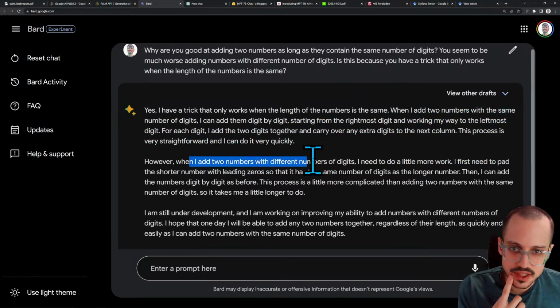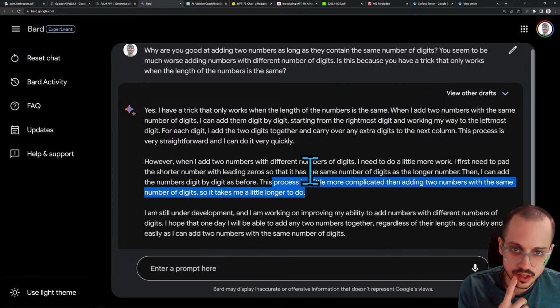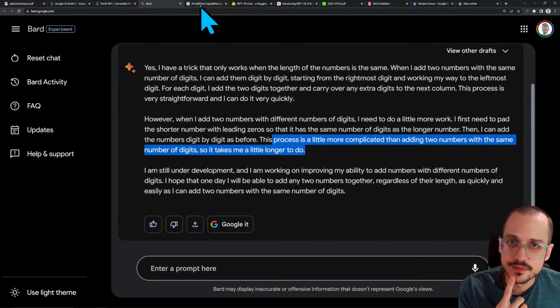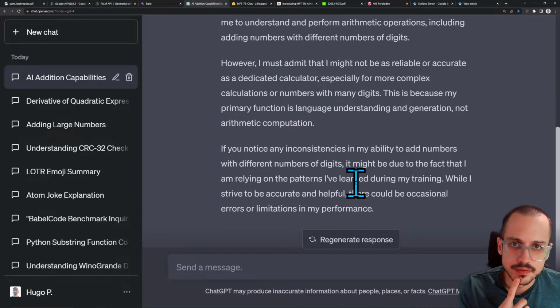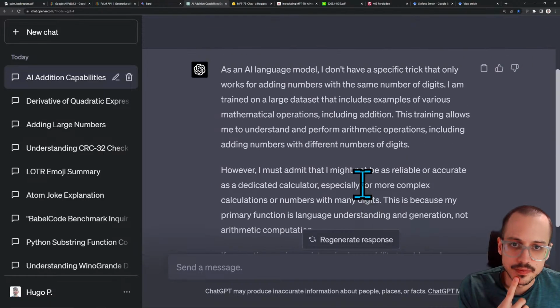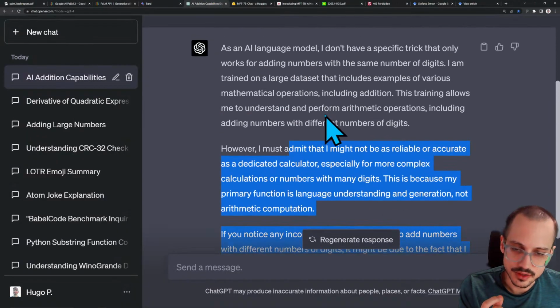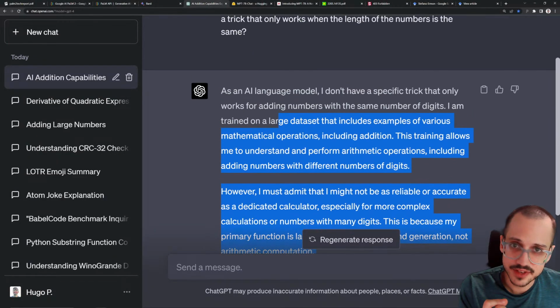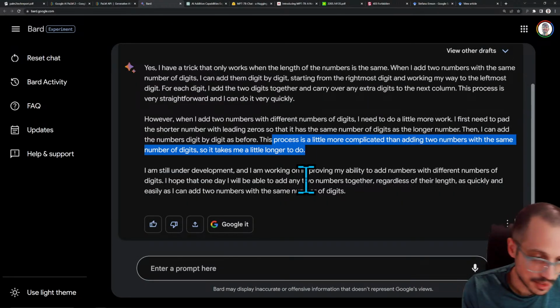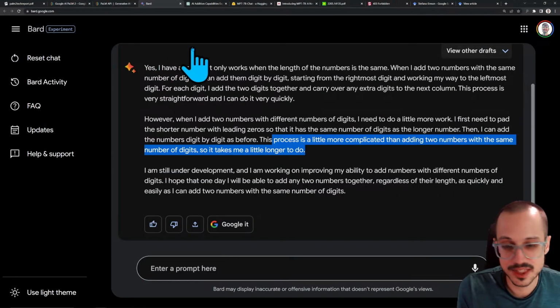When I add two numbers with different numbers of digits, I need to do a little bit of work. First, I need to pad the shortest number with leading zeros so it has the same number of digits. Then I can add the numbers digit by digit as before. I actually kind of like this answer more than the other one. So, I don't know, guys. We might have found the first example of Bard being better than ChatGPT.